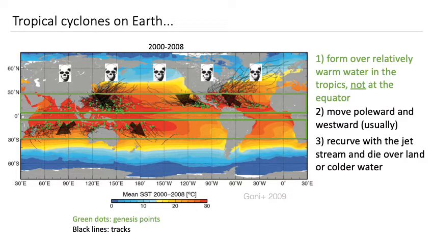After a while, they recurve and get caught up in the jet stream, and they die over land or over colder water. Both of those things, the jet stream and the land or colder water, are bad for the tropical cyclone, as we'll learn. That's why they generally die as they move into higher latitudes.